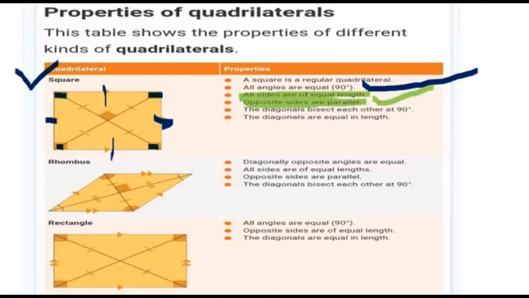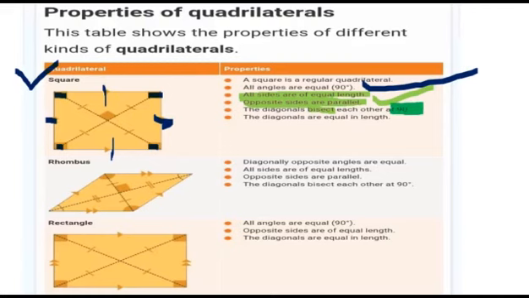Now, diagonals bisect each other at 90 degrees. The bisection property, that is diagonals bisect, this property comes from parallelogram. But they bisect each other at 90 degrees. This property is unique for a square over here.